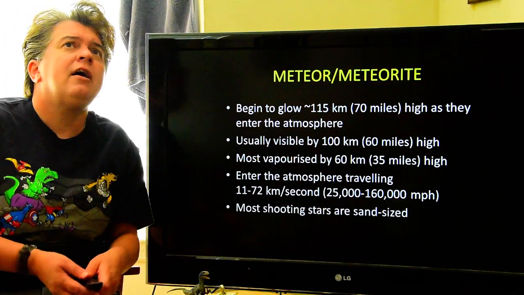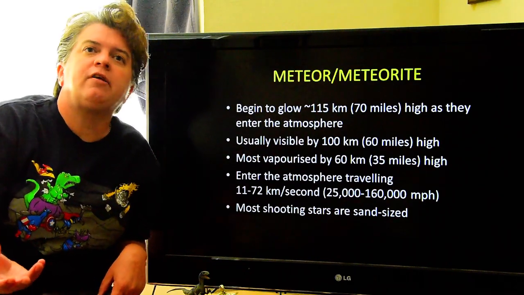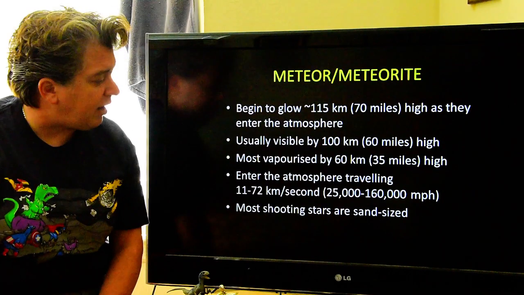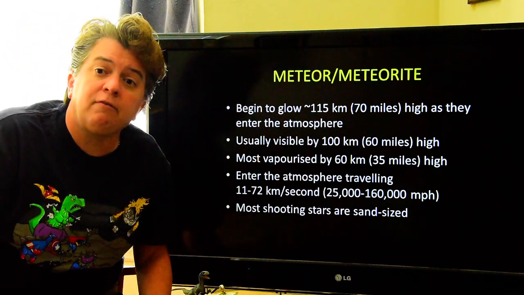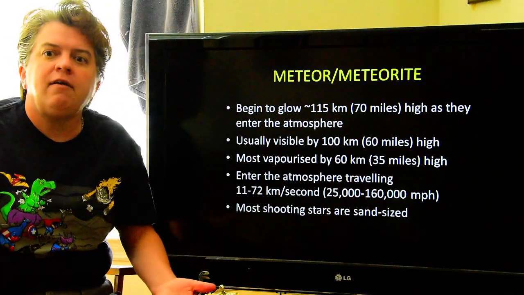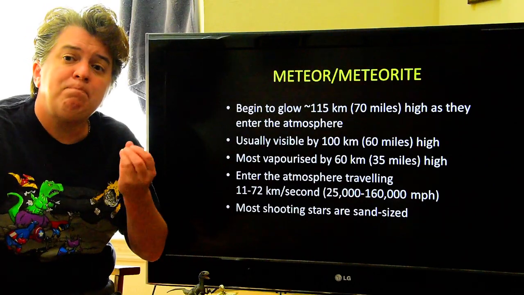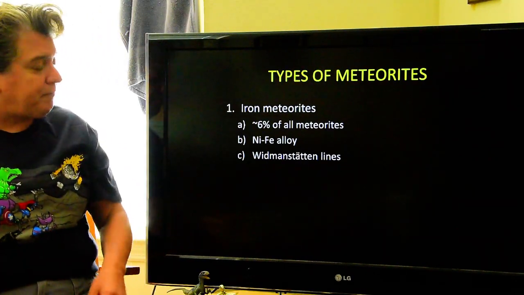Now, most of the meteors you see in the sky that people would call shooting stars, right? Those flashes of light that streak across the sky, most are tiny. Most are only about the size of a grain of sand. And that's why they vaporize as they travel through the atmosphere. You need to be bigger in order to actually reach Earth's surface.